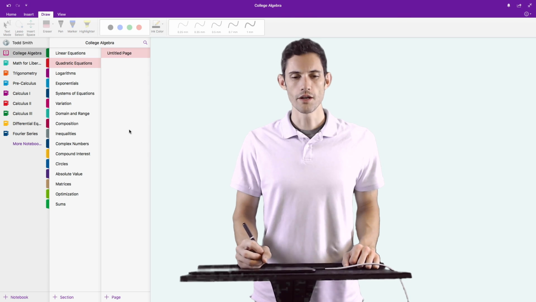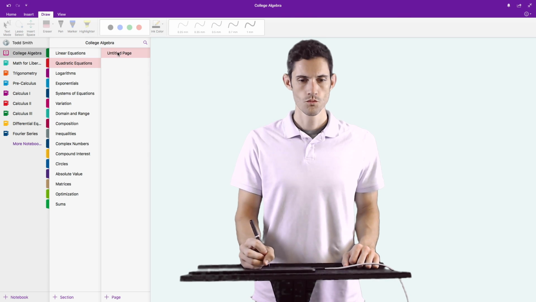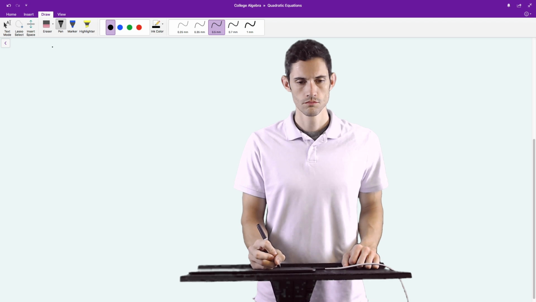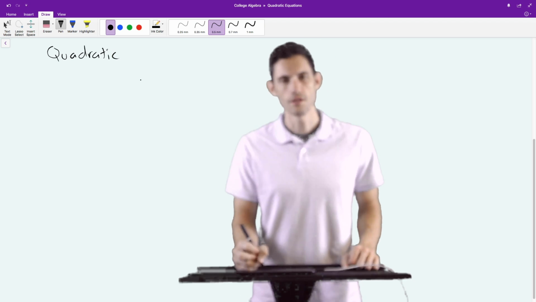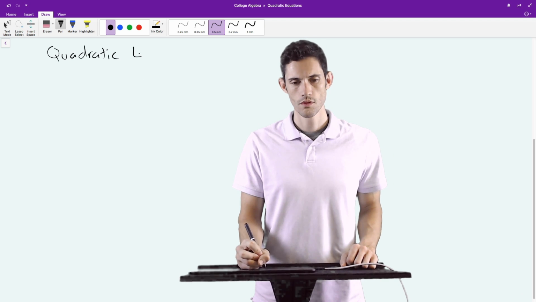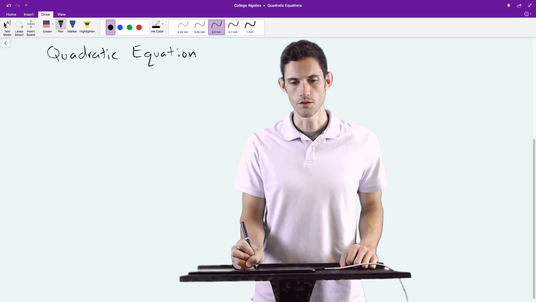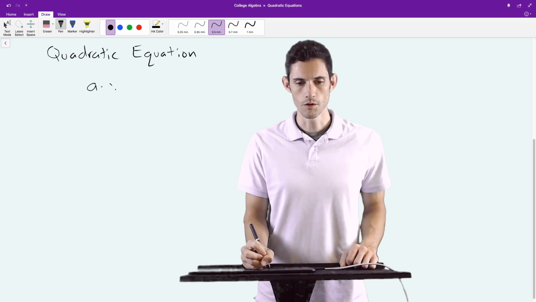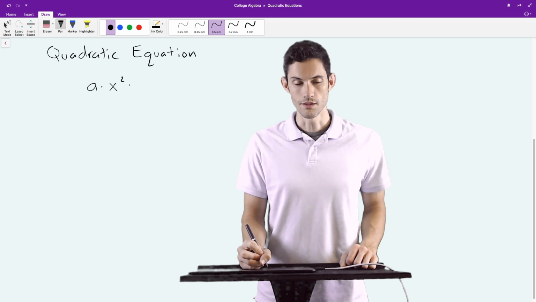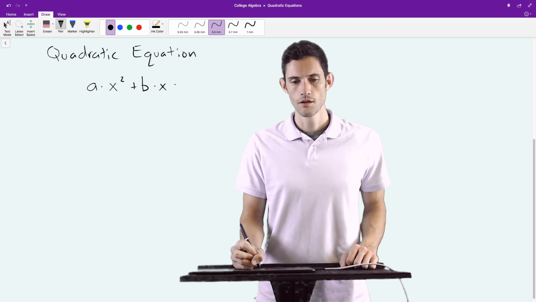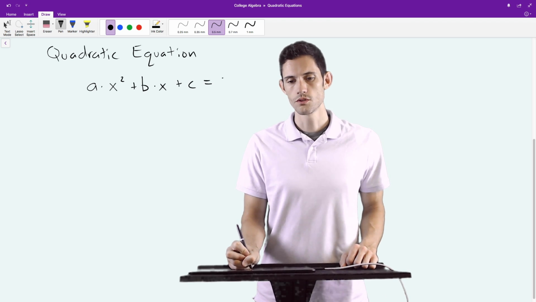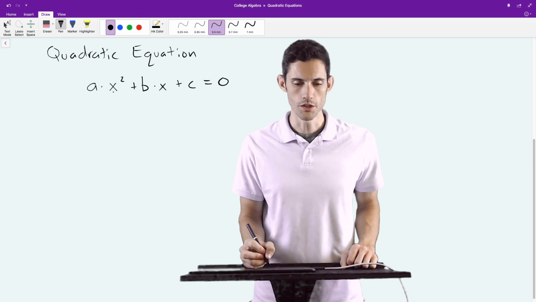So let's talk about quadratic equations. A quadratic equation is a second-degree polynomial. Well, actually, since it's an equation, it's a second-degree polynomial that's inside of an equation. So ax squared plus bx plus c equals 0. That equals 0 makes it an equation.